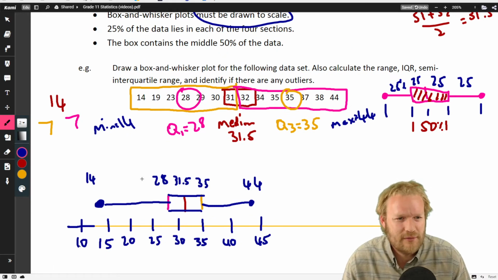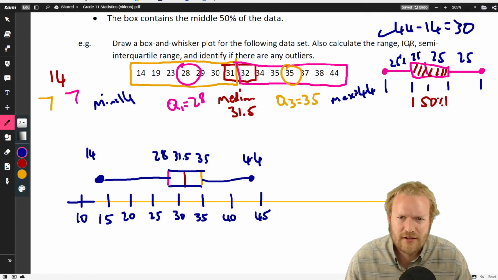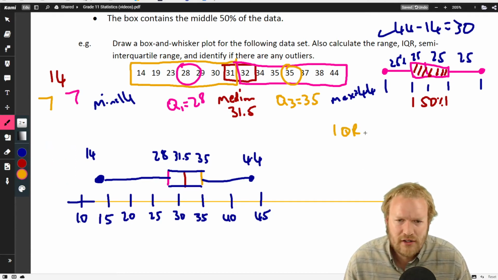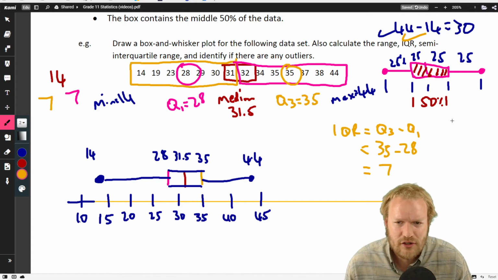And what do we need to do? 25% in each one. We need to calculate the range. The range is just biggest minus smallest. So our range is 44 minus 14, which gives us 30. Our interquartile range, IQR, is just Q3 minus Q1, in other words, the bit in the box. So we've got 35 minus 28, which is 7. The semi-interquartile range is just that over 2, so 7 over 2.